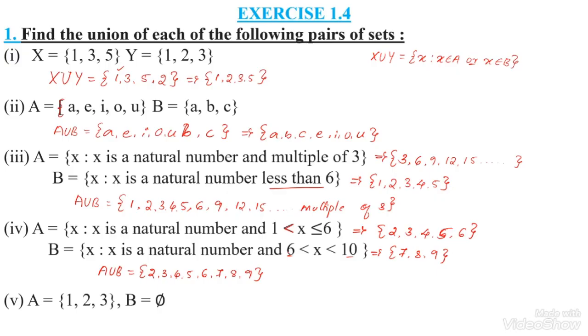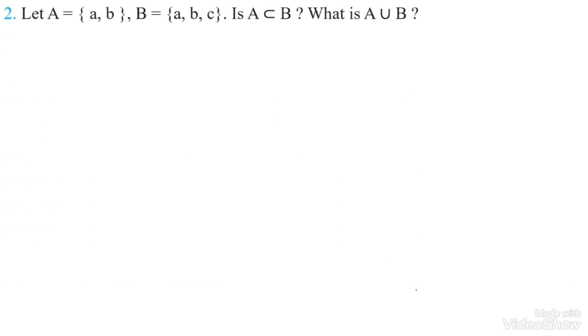Next question. Let A be a set containing the elements 1, 2, 3 and B be a set containing no elements. Then A union B should be 1, 2, 3. Okay. As we know the property about identity, A union null set should be A only. According to the property of union operations, A union null set should be A only. Okay. Now, let us move on to the next question.